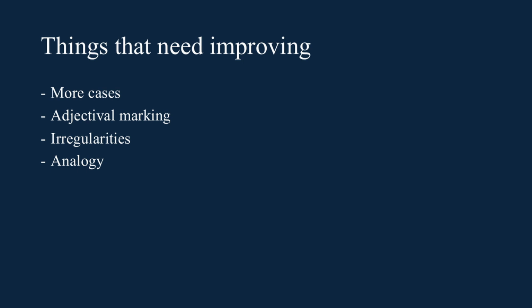My 4 goals, as you can see here, not only include adding more cases and figuring out how the adjective agreement should work, but also adding some irregularity and analogy. In case one isn't aware of what those last 2 mean, irregularity is where a word in a language does not follow the standard pattern of inflection. And for analogy, it's the opposite. It's when the speakers override old patterns with new ones to make the language more regular.